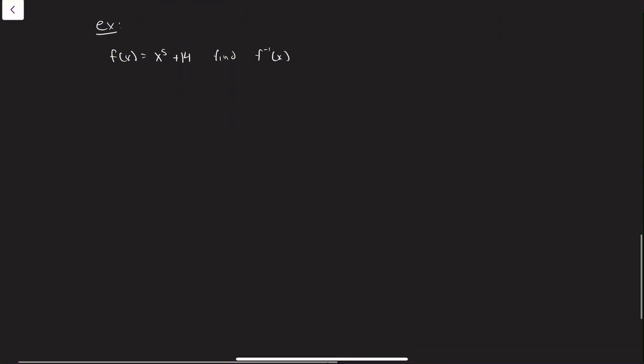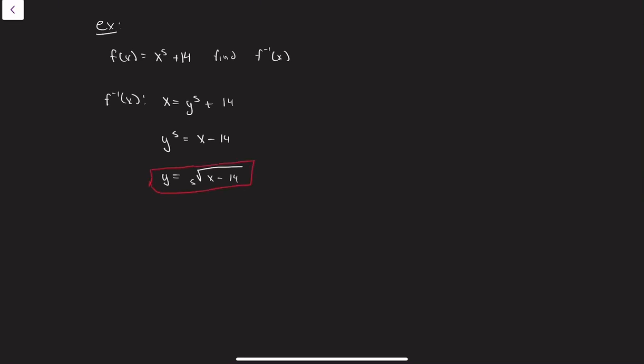So for the inverse, f inverse of x, we say that x is equal to y to the 5 plus 14. We interchanged our x and y values. Now we'll just solve for y. Isolating for y, we find that x minus 14 is equal to y to the 5th power, and taking the 5th root, we get that y is equal to the 5th root of x minus 14. Very straightforward. We interchanged the x and y values of our original function, then we solved for y.